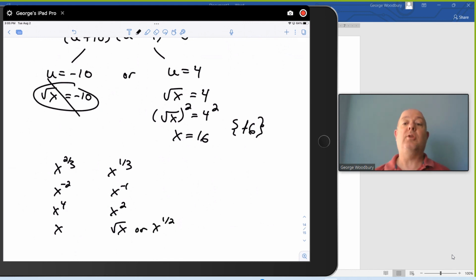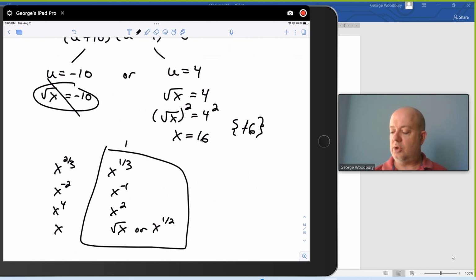What we notice is that this was the group that we let u be, because if we multiply its exponent by 2, we got the part in front. So that was our u-substitution. That gives us an easier equation to solve at first, and then we reverse the substitution to find our solutions for x.